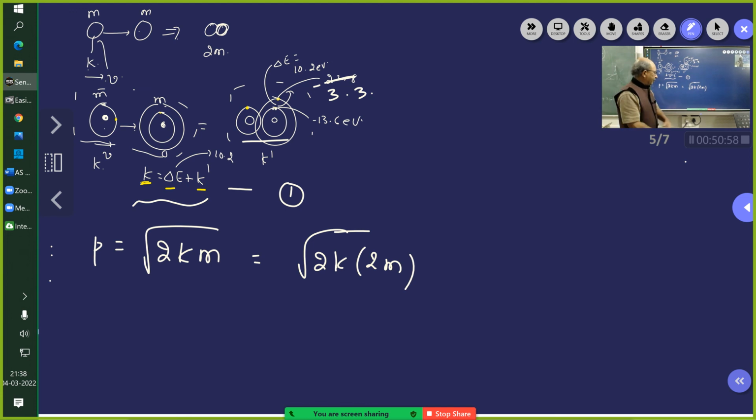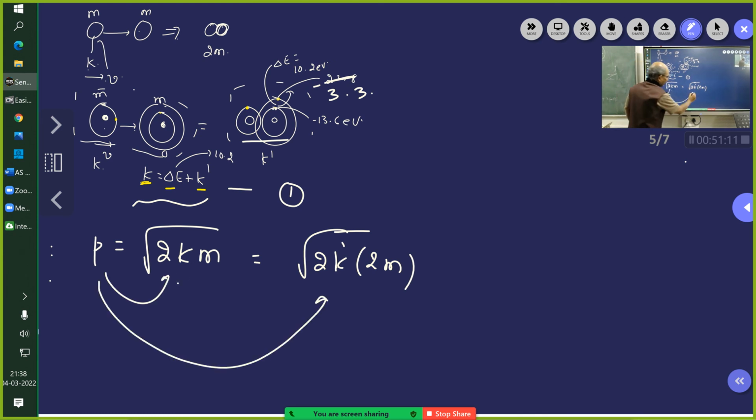Have I written this correctly here? They will be different. So this should be k dash, because now I am relating this equation. Now I have to write this equation separately. So for this, it is k dash. It cannot be the same, obviously.